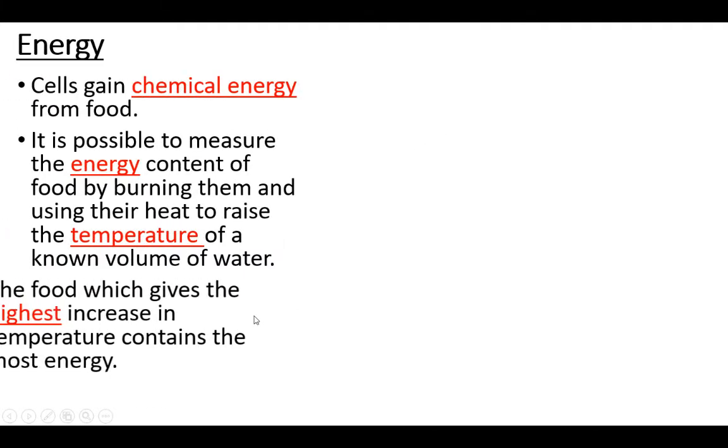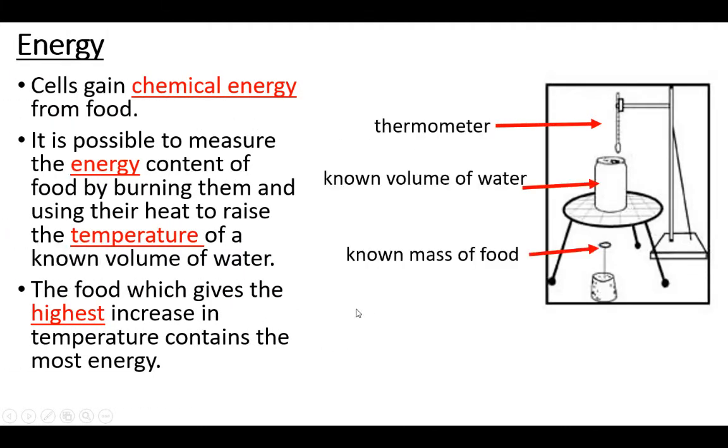This bit is where most of the notes for this topic, for this page, come through. So cells gain chemical energy from food. You remember from your first and second year physics that we've got lots of different types of energy. We've got chemical, potential, kinetic, radioactive, lots of different energies. Your body runs on chemical energy. It's not like a plant that can use light energy and make its own energy.